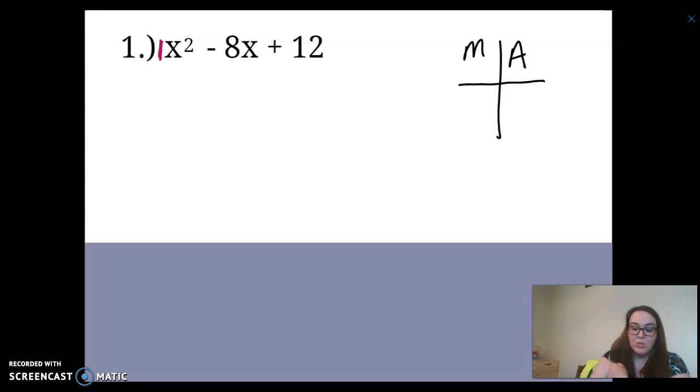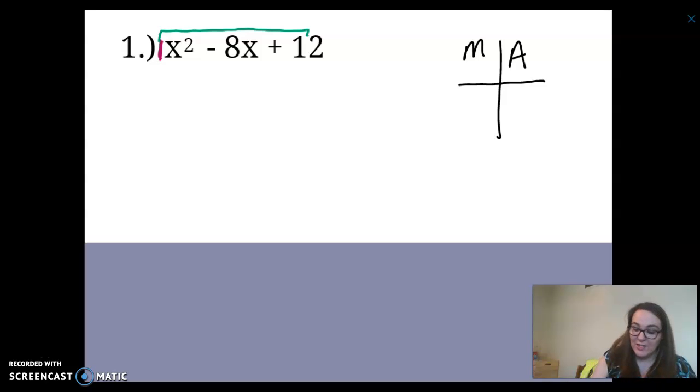We are multiplying to 1 times 12. Oh, I should rewind and say, what did I forget to do? I forgot to look for a GCF first. But when I look at those terms, x squared, negative 8x, and 12, 8 and 12 have something in common, and x squared and x do, but not all three do. So there's not a greatest common factor. Alright, back to what I was saying.